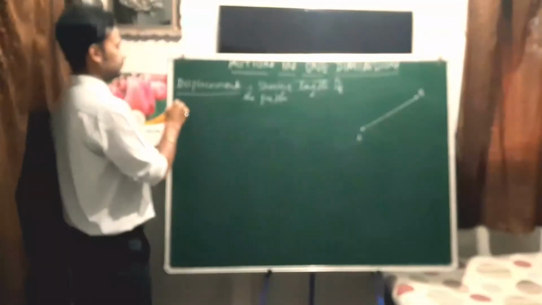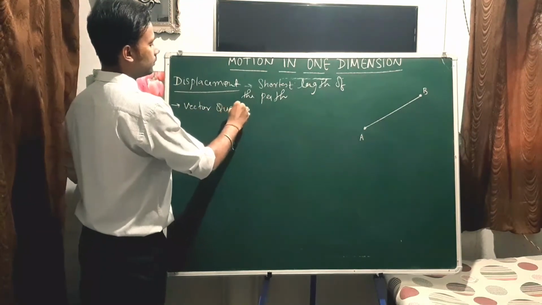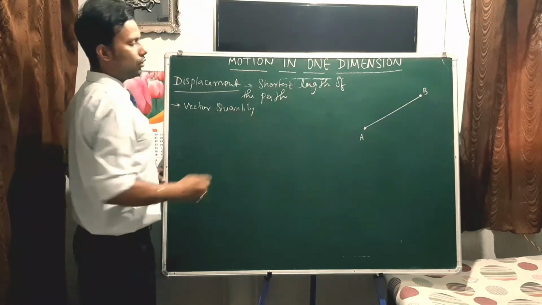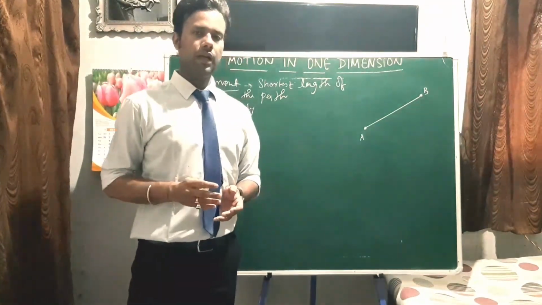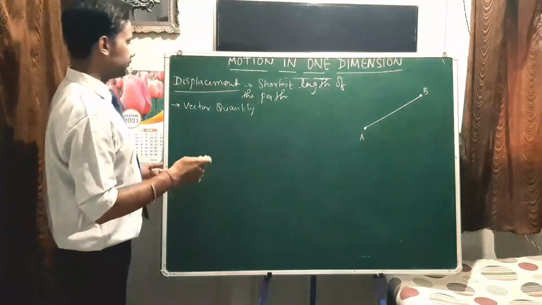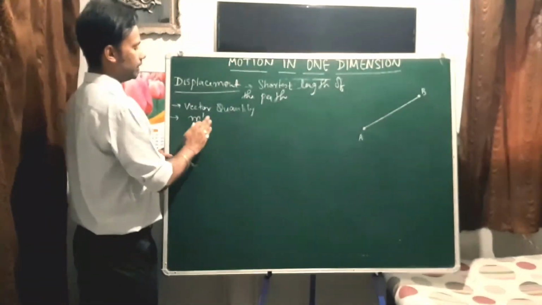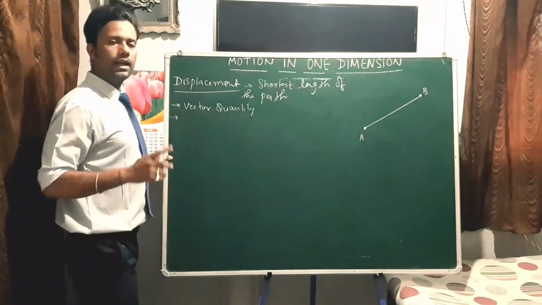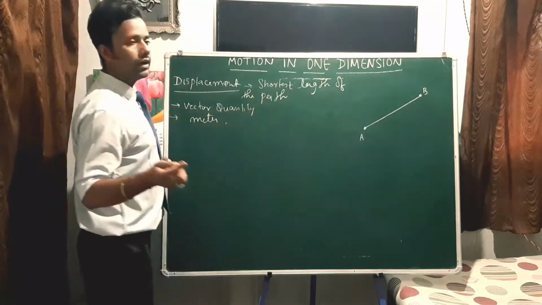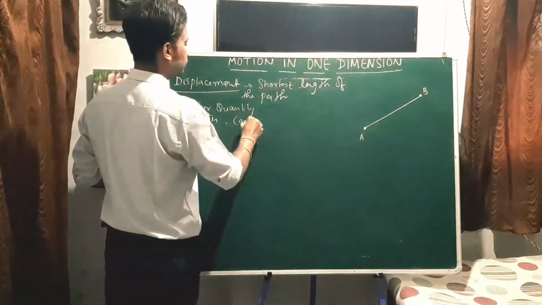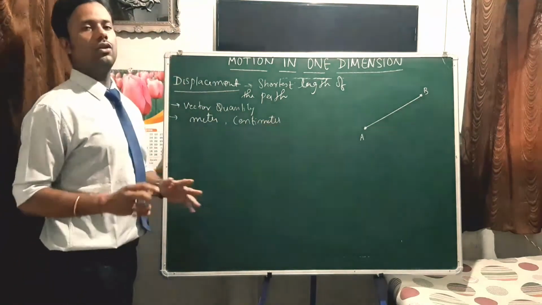It is a vector quantity. We all know that because displacement has a specific direction and magnitude as well. The MKS unit is meter, and the CGS unit is centimeter, right? This is your displacement.